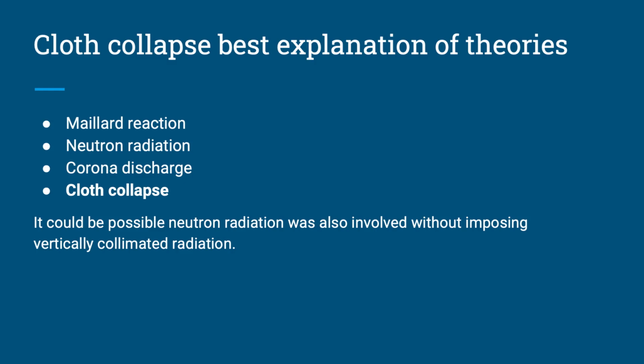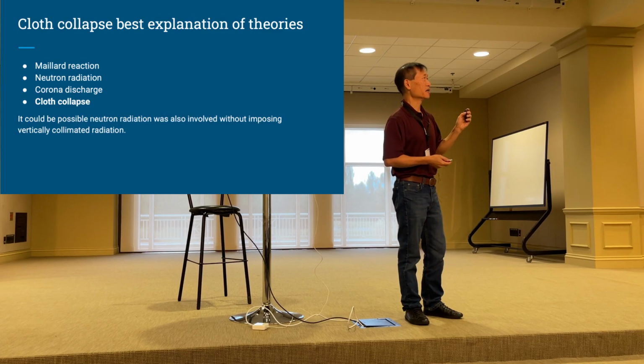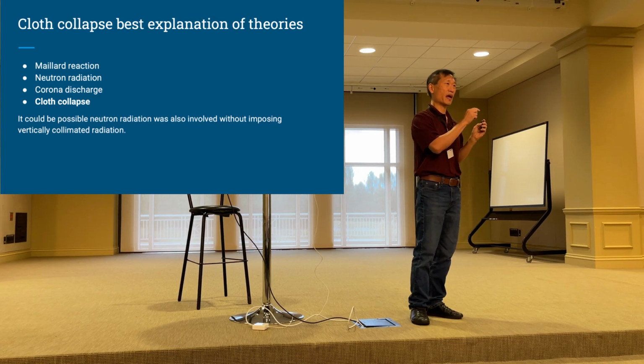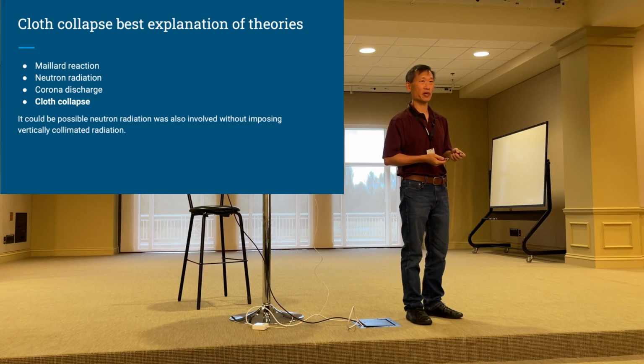So out of all these four theories, I believe the cloth collapse theory best explains the features of the shroud. Now, I will add that it could be possible that neutron radiation was also involved, but I think we can add that without having to add this vertically collimated radiation.